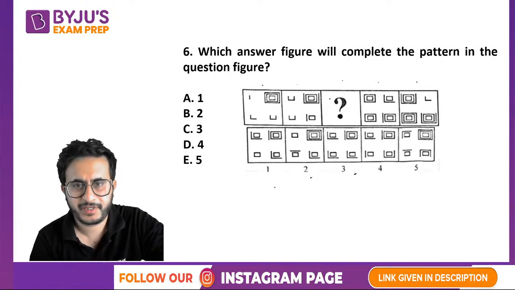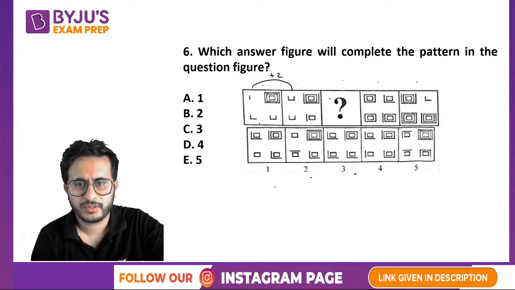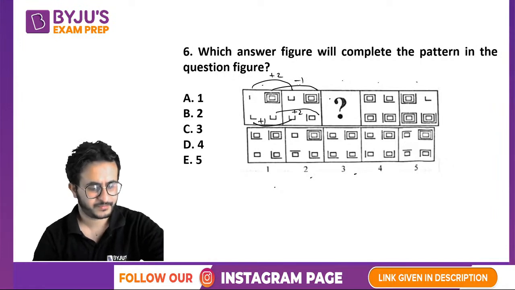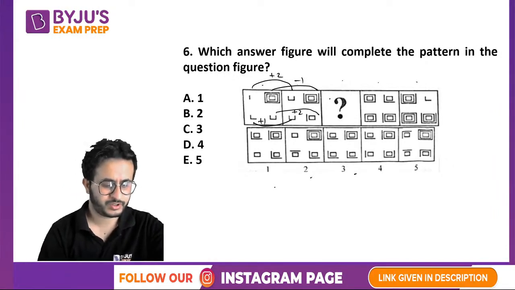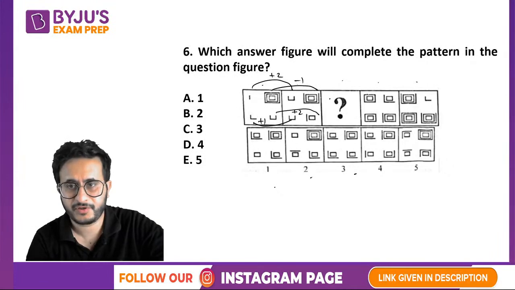If we see from here to here, it had one line and now it has 3 lines. So it became +2. This became +1. This became +2, and this is -1. Okay. So now let us see what is happening from this to this.